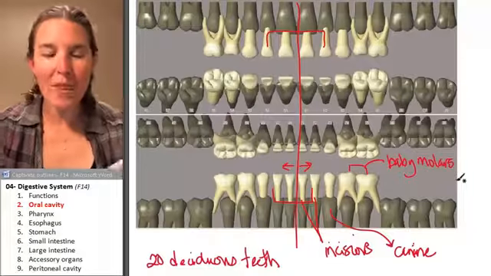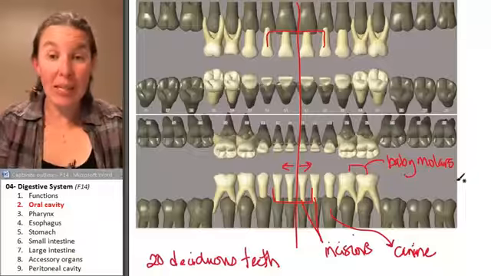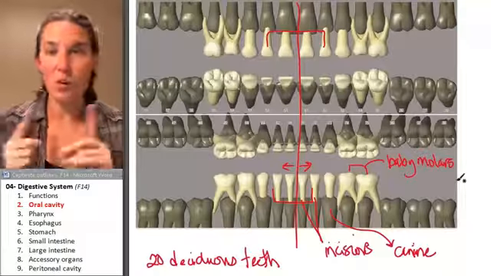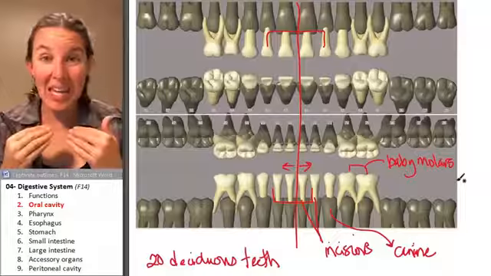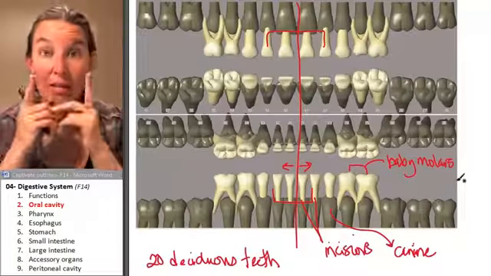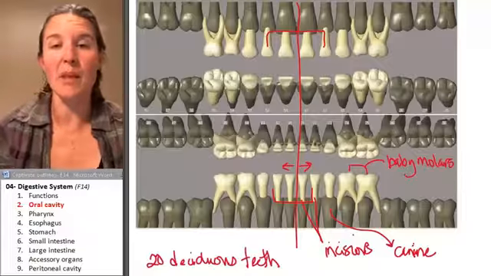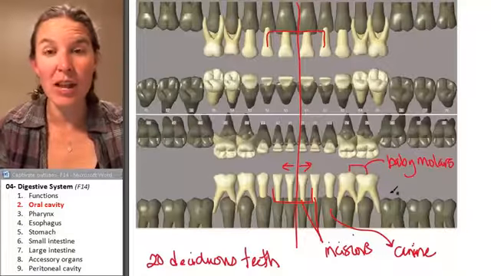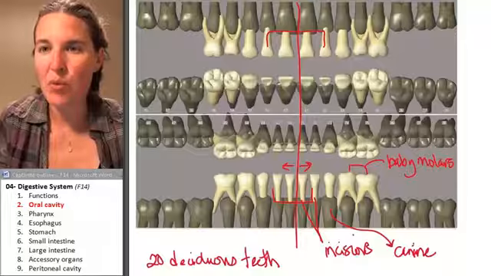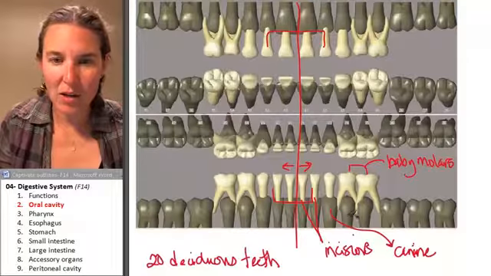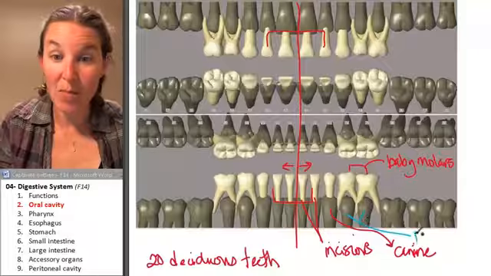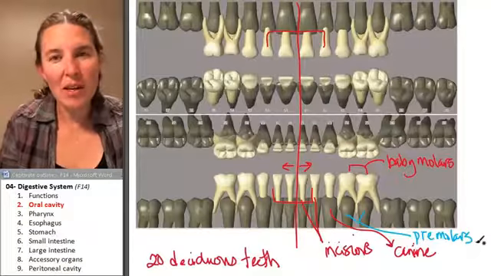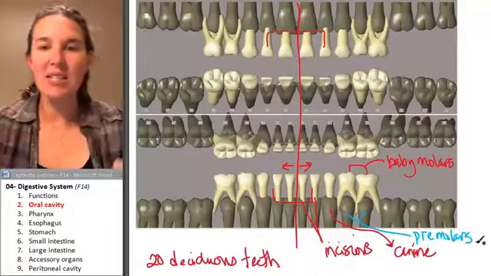Baby incisors fall out and grown-up incisors grow in, and we replace 1 to 1. A baby canine falls out, and grown-up canines grow in, and we replace them 1 to 1. Baby molars fall out. They're not replaced by grown-up molars. They're actually replaced by grown-up premolars. Why? I do not know why they're called premolars, but they are premolars. And then the grown-ups grow molars that never existed in the baby mouth.